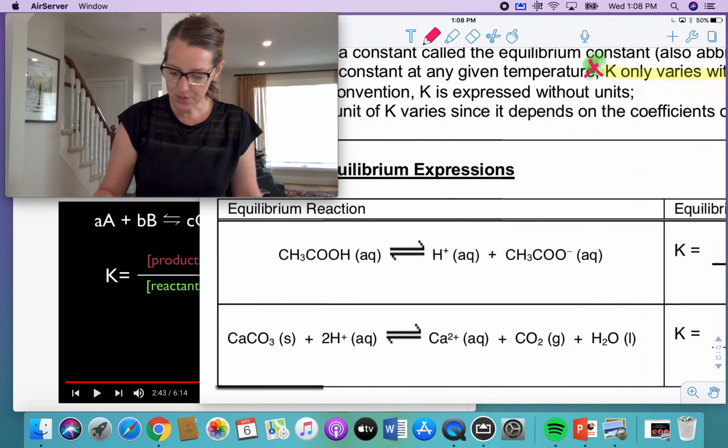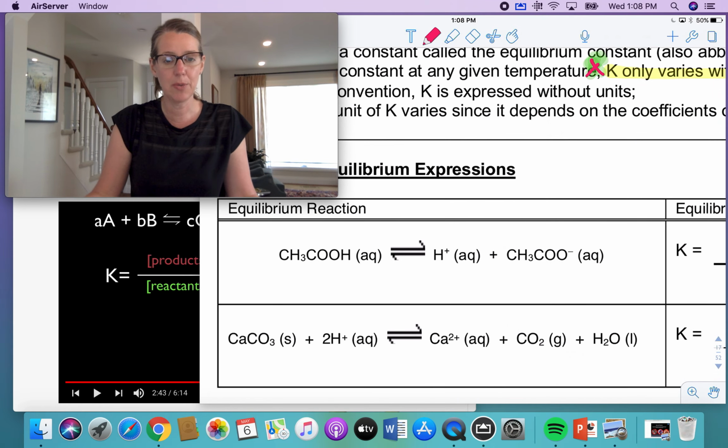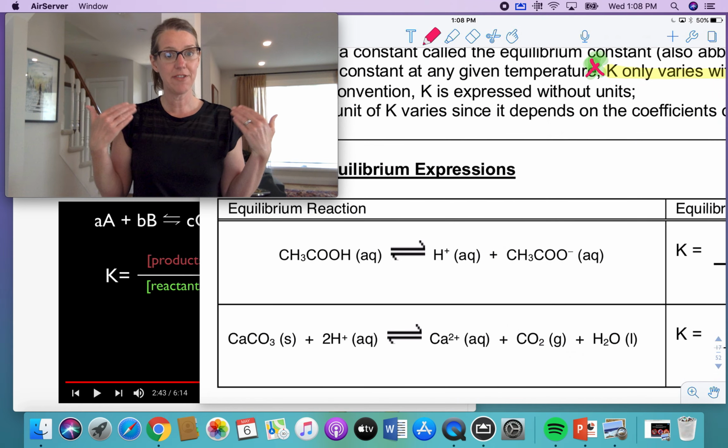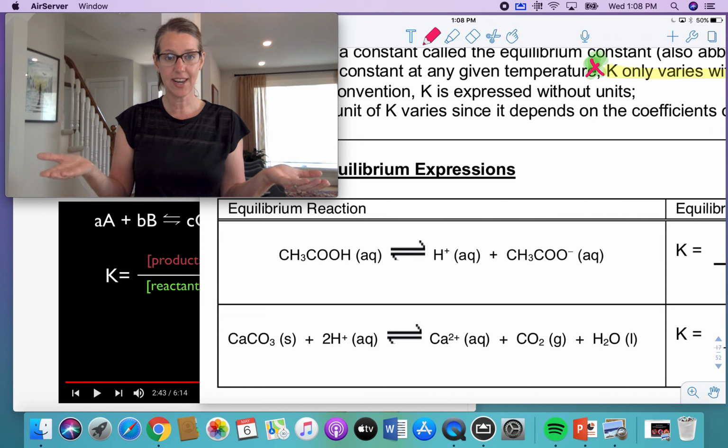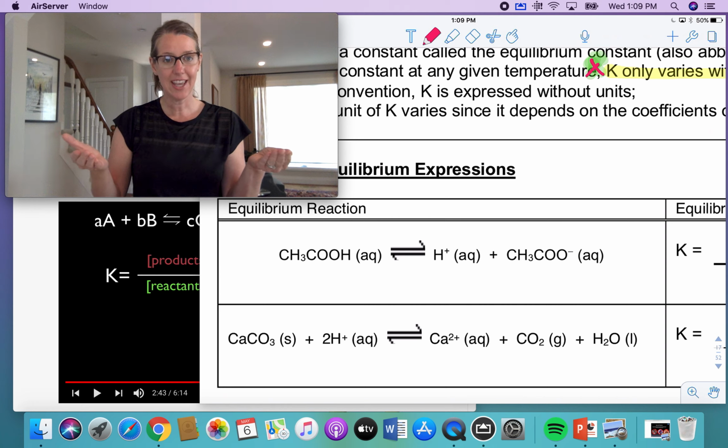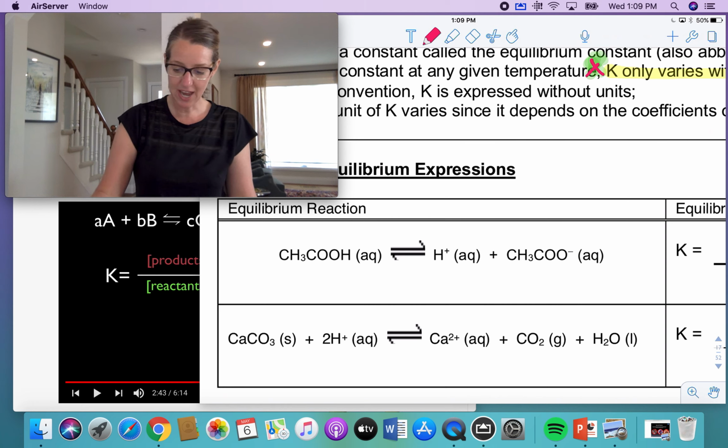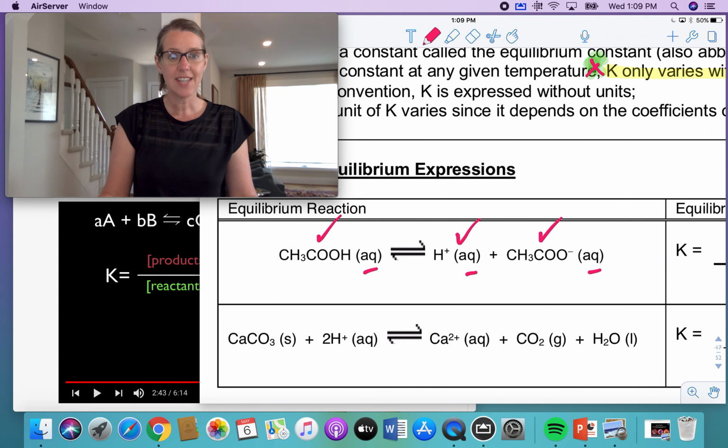Here we go. First question. You're looking at your equilibrium expression, and I want to take the concentrations that I have at equilibrium and calculate what the K value is, okay? I'm going to add in my hydrogen ions, my acetate ions, and my acetic acid, because I've checked my states, and they all need to be added in, okay?